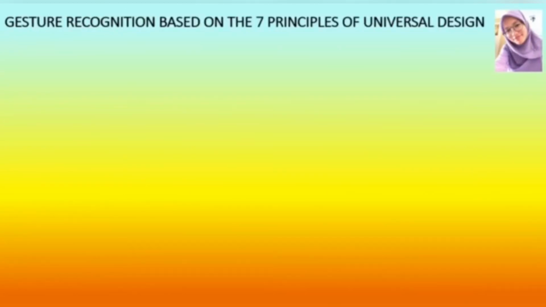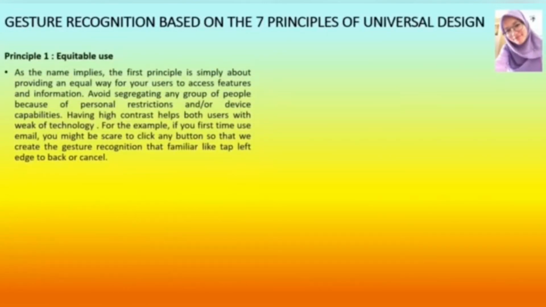Gesture recognition based on the 7 principles of universal design. First, principle 1 is equitable use. As the name implies, the first principle is simply about providing an equal way for your users to access features and information. Avoid segregating any group of people because of personal restriction or device capabilities.